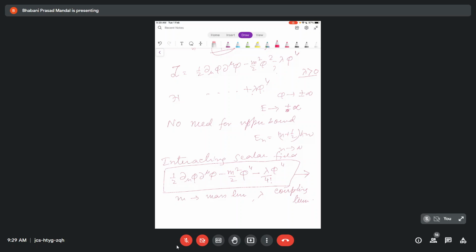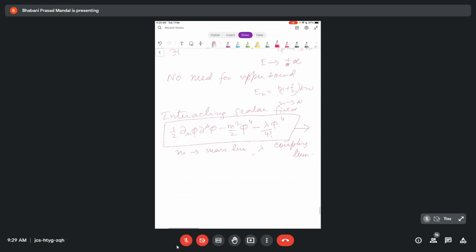Sir, you said no need for an upper bound. Please explain. When you study a quantum theory, we need a ground state, a lower bound. But for an upper bound, it can be anything. If you give more and more energy to the particle, it will go to a higher and higher state. If you can provide infinitely large energy, the particle will go to an infinitely large energy state. So it is a valid theory.